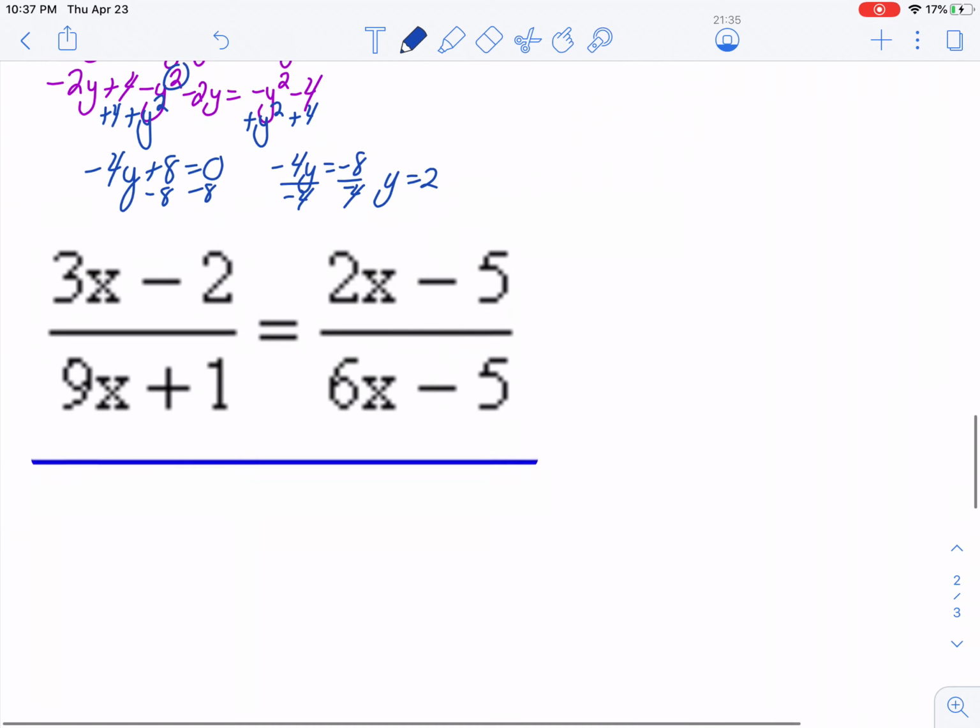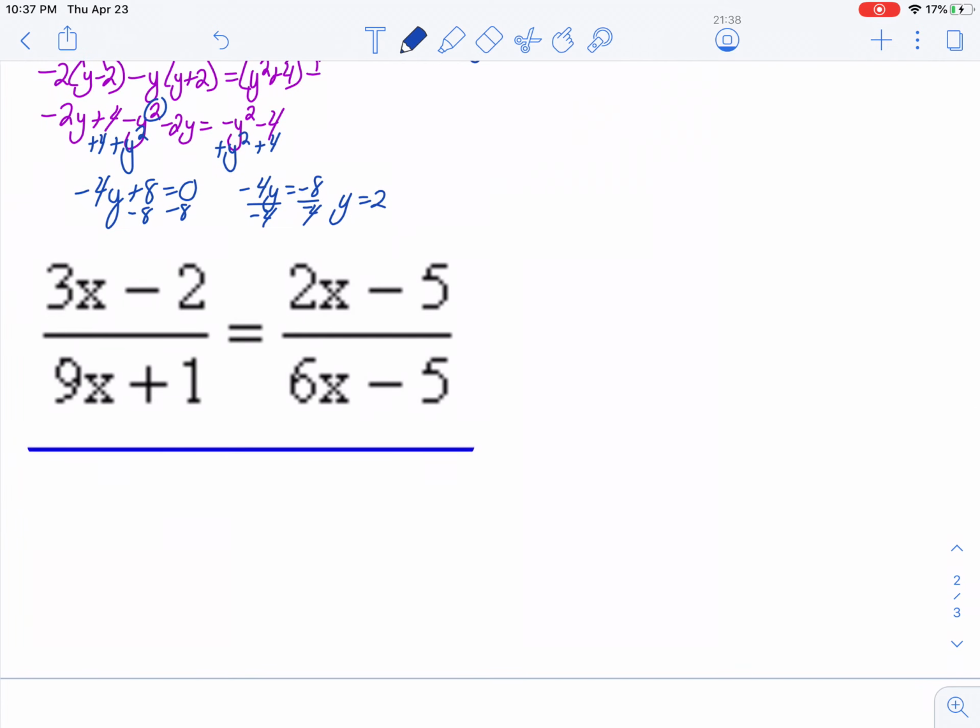Alright, the last one I want to work on is this. 3x minus 2 over 9x plus 1 equals 2x minus 5 over 6x minus 5. Alright, so let's talk about how we've been doing this. Well, we're solving rational equations, and technically, yes, even though we don't have a plus or minus in between fractions anywhere, we're solving rational equations because I have an equal sign. So I would find my LCD. Both of my denominators, there are no exponents on my x's, so my LCD here would be 9x plus 1, 6x minus 5. We've got our LCD, we would multiply each term by it, something like this.